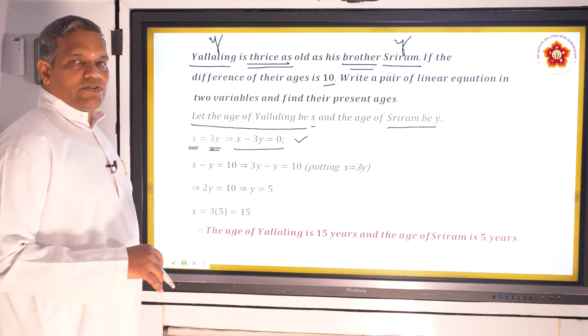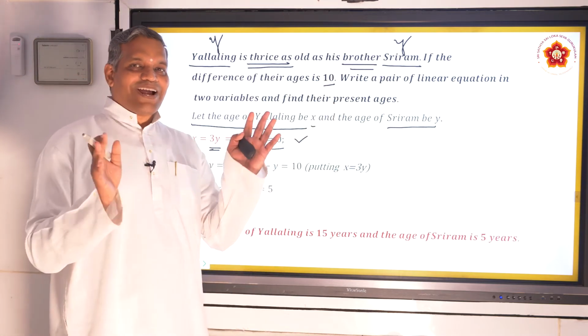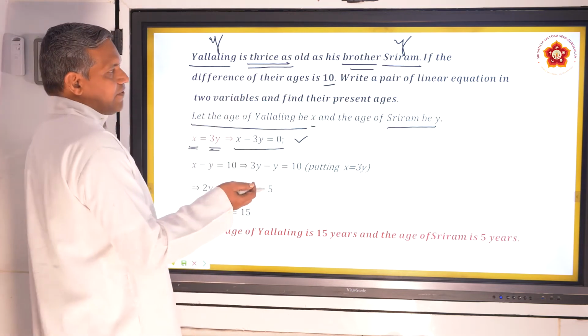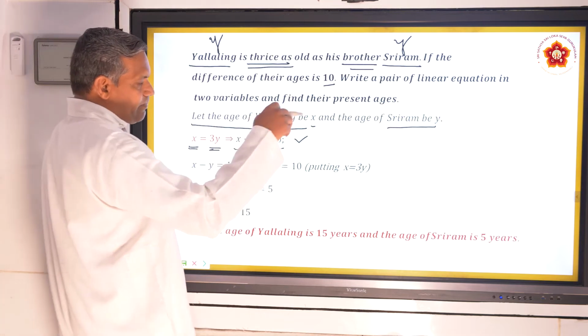You require another equation to solve. With one equation you cannot solve. With one hand you cannot clap. You require both hands to clap. So next, another equation. Whether they have given the second equation, yes. Read the second statement.